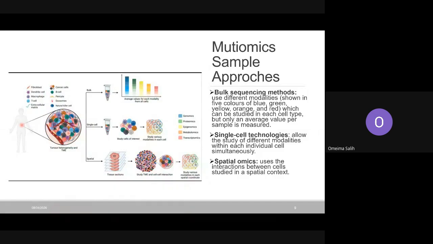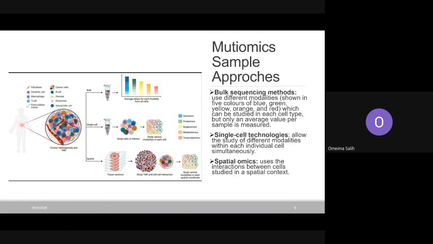The other type of sampling approach is single cell technologies. And this allows single cell studies, and then you are targeting a specific type of cells and studying a certain protein. You can study the different levels of multiomics, from genomics up to transcriptomics or metabolomics. But here you are targeting a single type of cell.